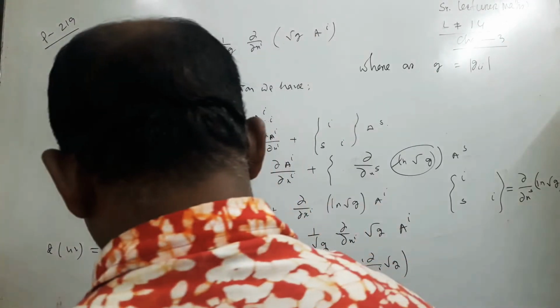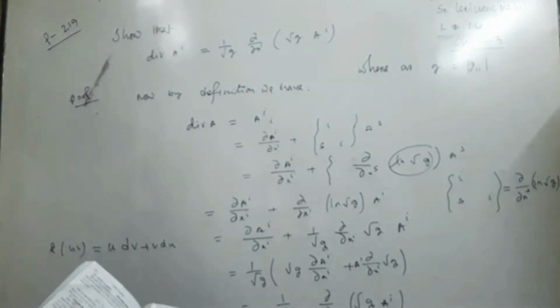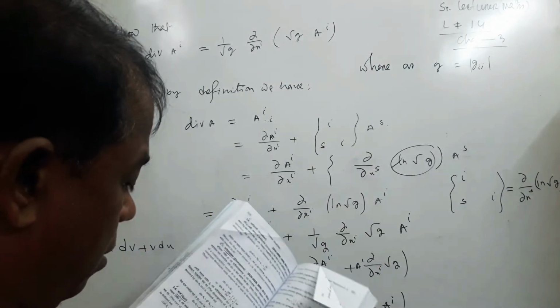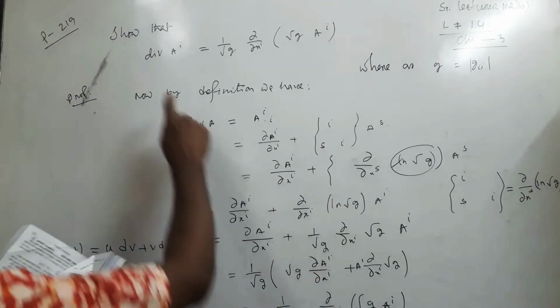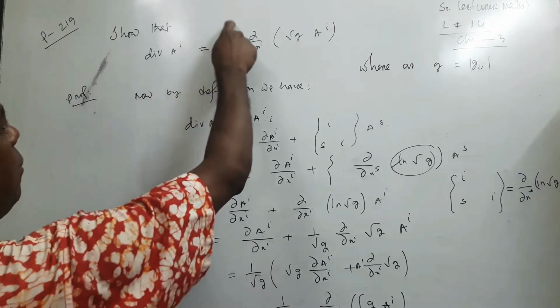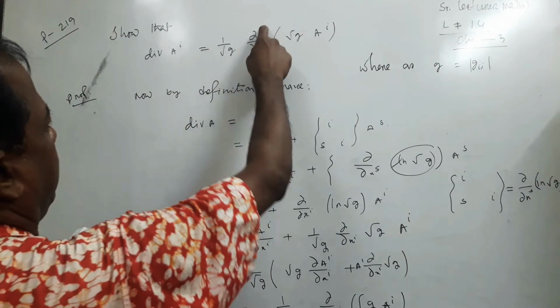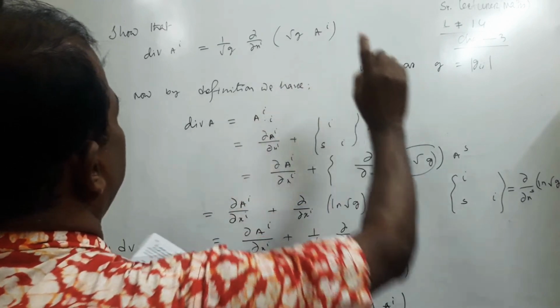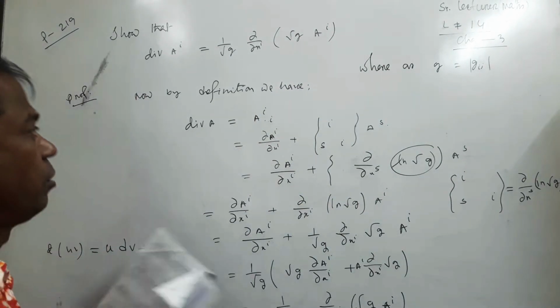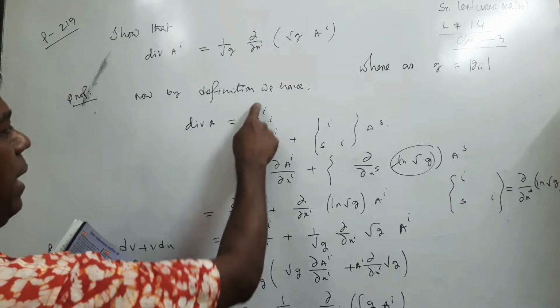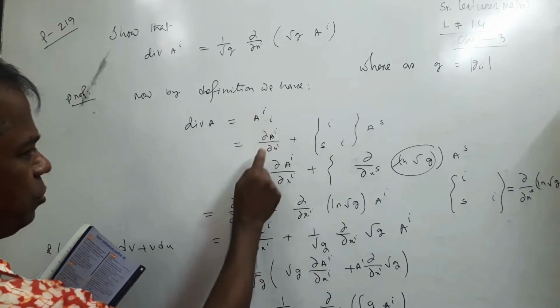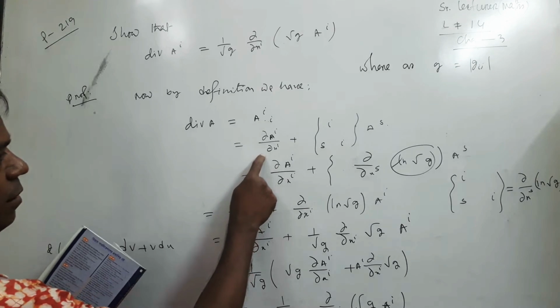Now, lesson number 14. Firstly, we have to show that the divergence of A^i equals 1 by root g, del by del x^i of root g A^i. Now by definition we have the divergence of A^i equal to the covariant derivative A^i_{,i}.